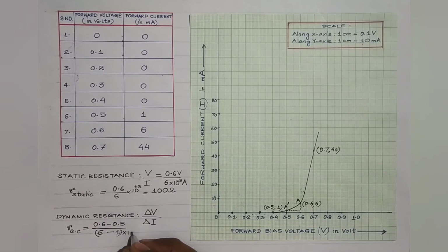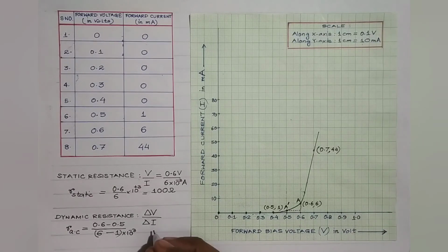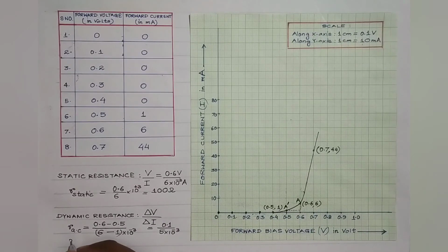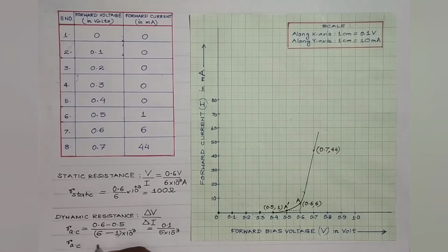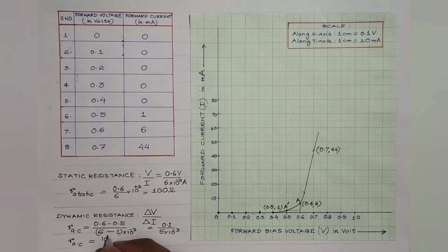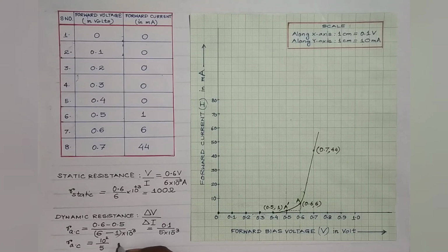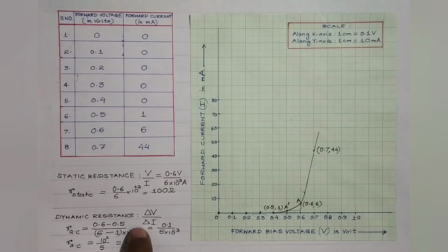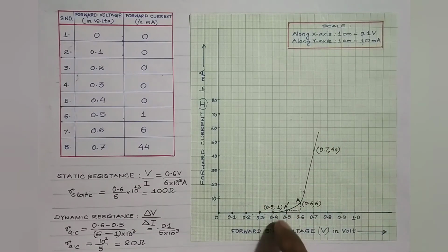So don't forget to convert it into amperes. On solving, what we get is 0.1 divided by 5 into 10 raised to power minus 3. So students, the AC resistance or the dynamic resistance of the diode would be 10 raised to power 2 divided by 5, so 100 by 5. So that will be 20 ohm. So this is how the static resistance and the dynamic resistance of the diode can be easily obtained using this graph.